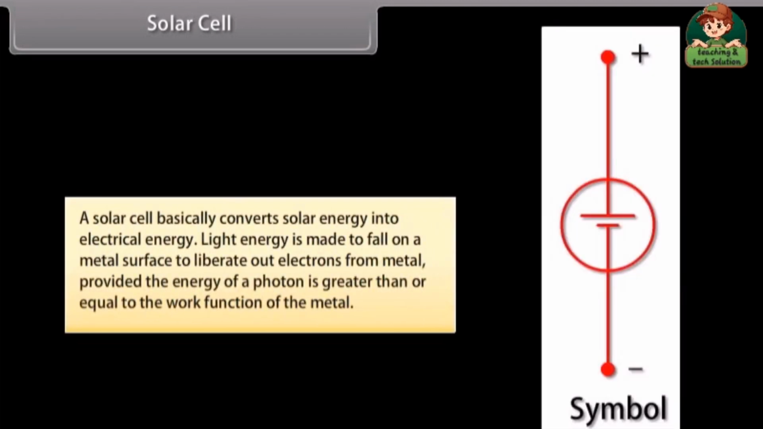Solar cell. A solar cell basically converts solar energy into electrical energy. Light energy is made to fall on a metal surface to liberate electrons from the metal, provided the energy of a photon is greater than or equal to the work function of the metal. A PN junction diode can also give out emission of electrons and holes by absorbing solar energy.